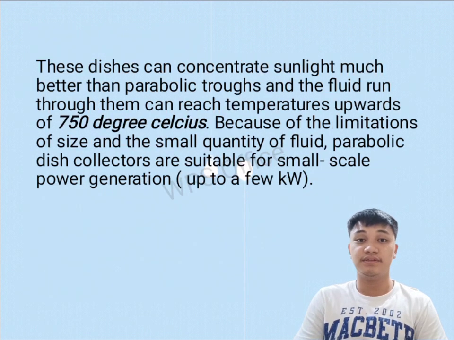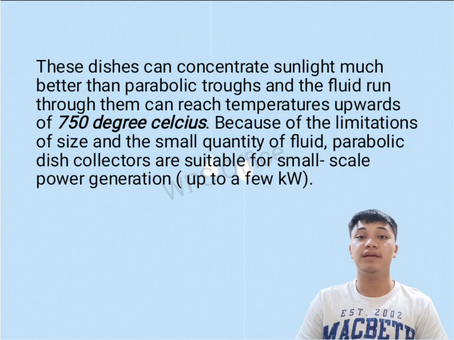These dishes can concentrate sunlight much better than parabolic trough, and fluid run through them can reach temperature up to 750 degrees Celsius. Because of the limitations of size and small quantity of fluid, parabolic dish collectors are suitable for small-scale power generators.